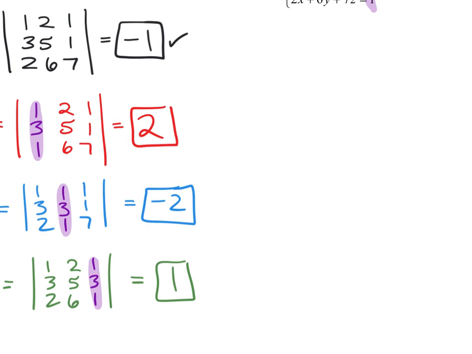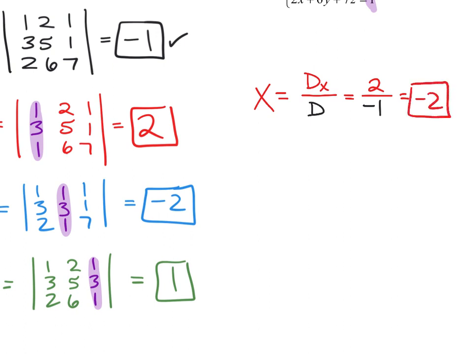So if I actually wanted to find the x value for the system, I would have to take the number I got for the determinant with the x's and divide it by the regular determinant. Well, that was 2 divided by negative 1, so my x value is just negative 2. My y value would be found by taking the determinant of y and dividing it by the number I got for the regular determinant, which would be negative 2 divided by negative 1. Therefore, my y value is 2.